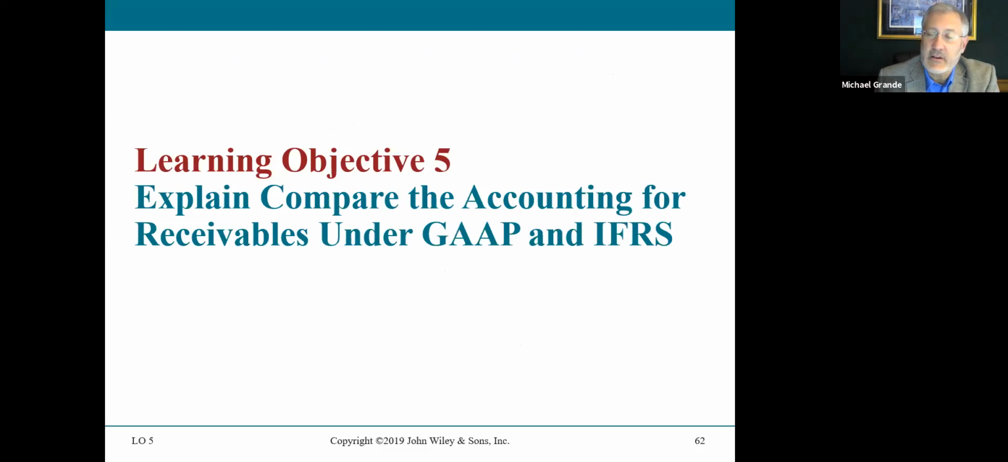And that's it. We're not going to talk about objective number 5. So that is chapter 8, reporting and analyzing receivables. Hope that was helpful. And thank you very much.